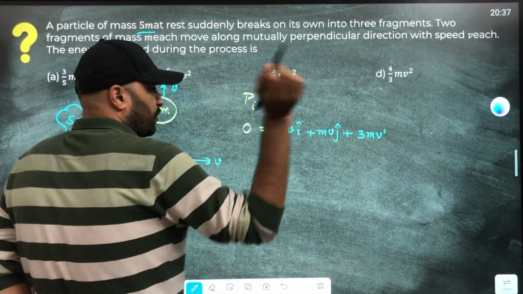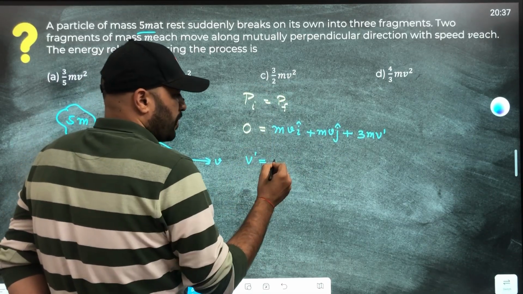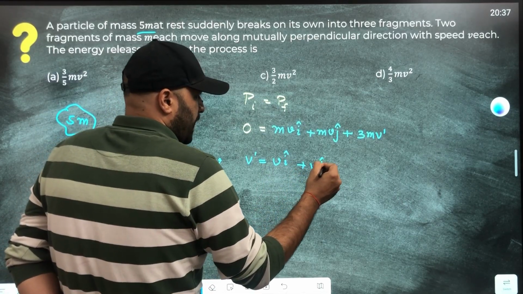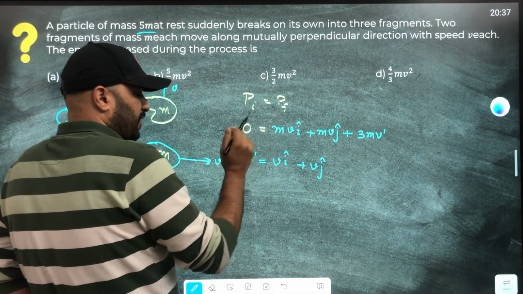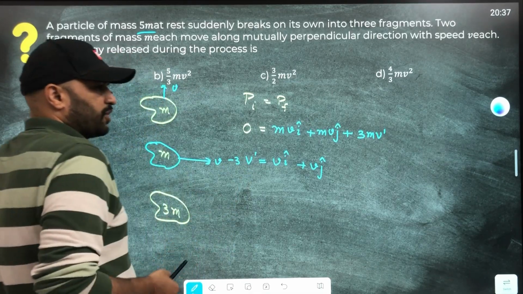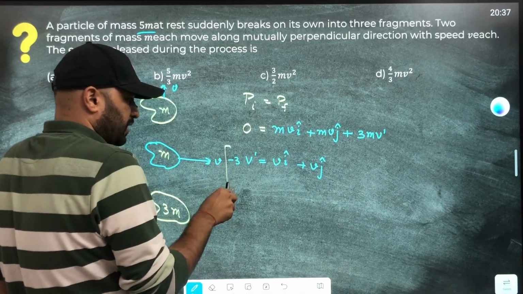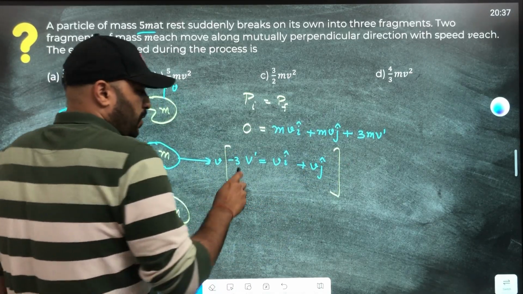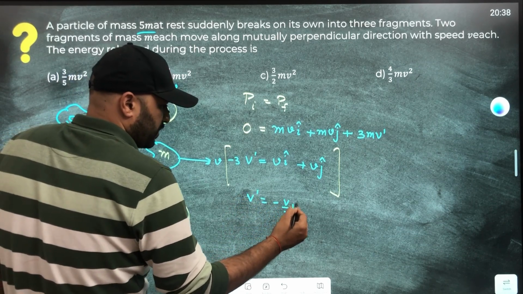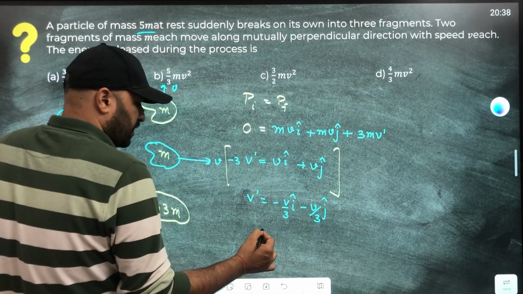Okay. Let's divide the whole equation by m. And take this v dash on the other side. So dividing the whole equation by m, all the m will go. So v i cap, v j cap, and this is 3v dash. So minus 3v dash. When you take it on this side, it will be minus. Let me write it in one more step. I just took this minus 3v dash on the left hand side and I am left with this. Okay, now let's take this minus 3 to that side. It will be v dash equal to minus v by 3 i cap minus v by 3 j cap, right?